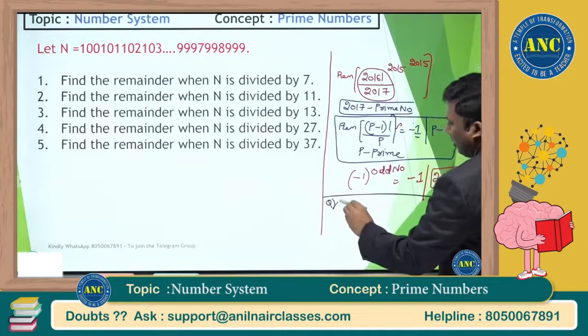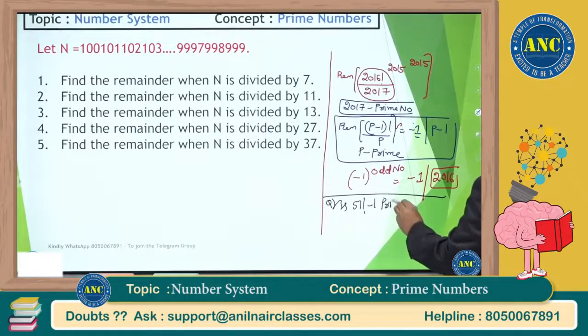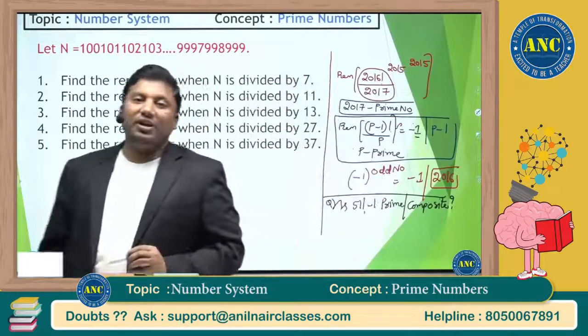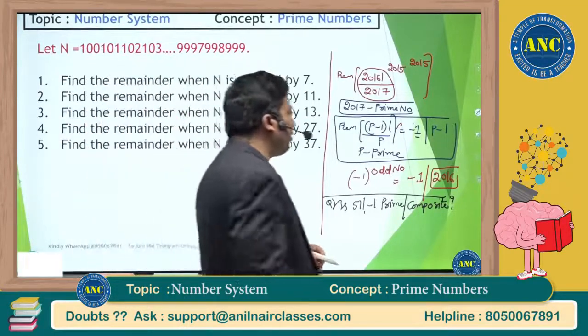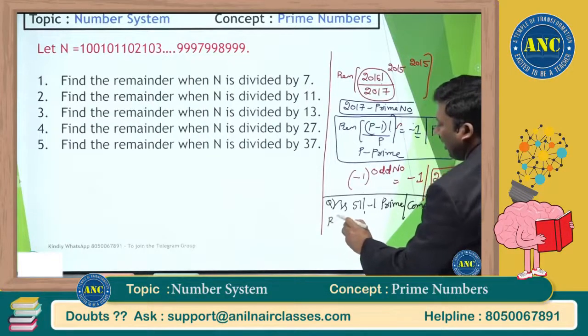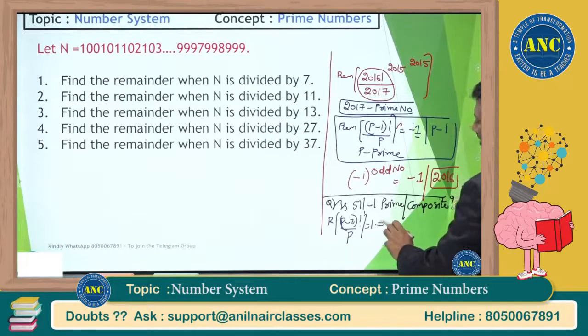One more question. This was not a doubt, but just another learning. Is 51 factorial minus 1 prime or composite? Very, very good question it is. Yesterday we discussed a concept. What is that concept? Remainder 1: (p minus 2) factorial divided by p, the remainder is 1 when p is a prime number.